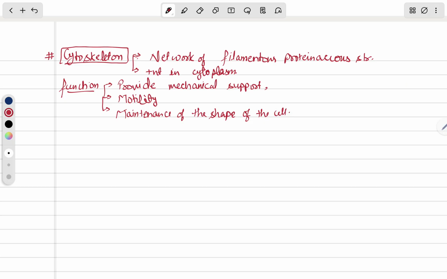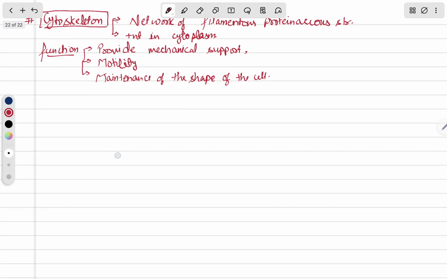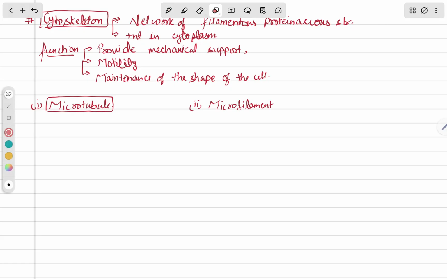Now we'll discuss how these functions are performed and which component is responsible for these functions, right? So the first component of cytoskeletal elements is microtubule. Second is microfilament, and third is intermediate filament.